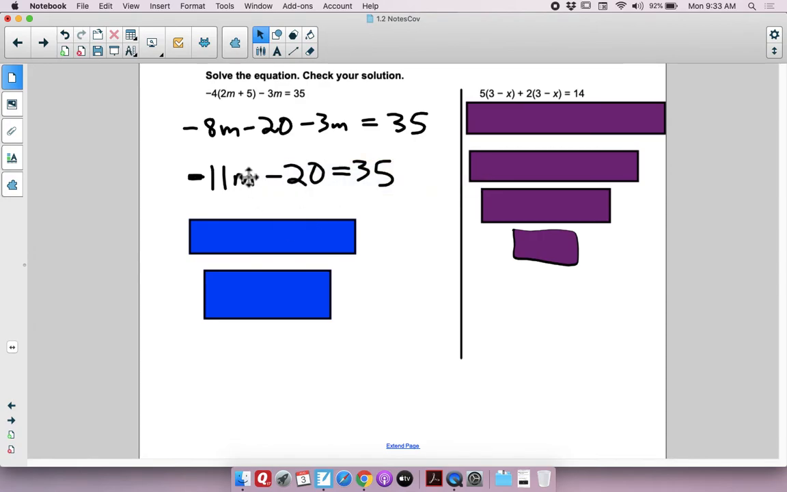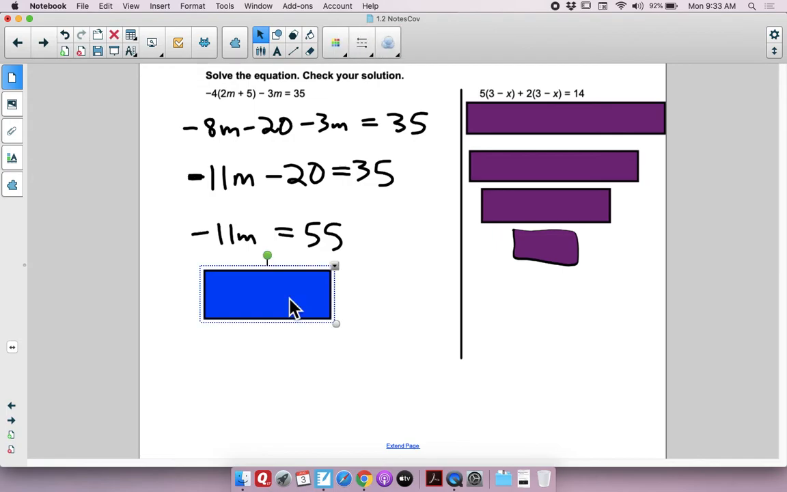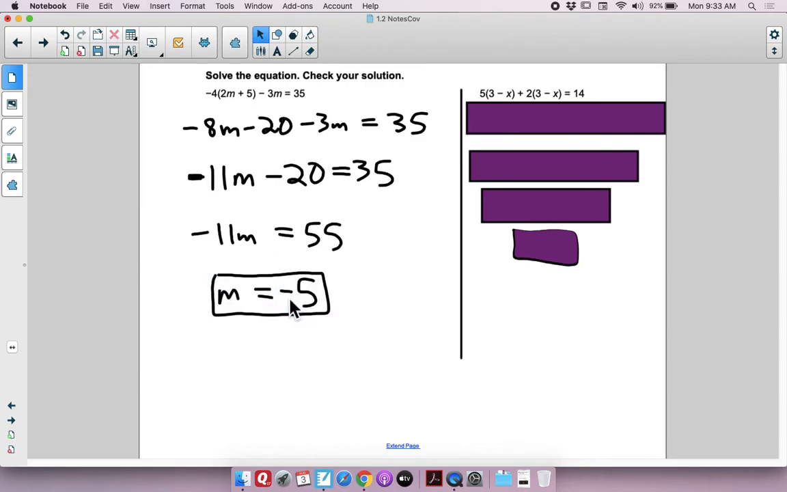Hopefully next thing, isolate the variable term. So get rid of this. How do we make that become 0? By adding 20 to both sides. And so you hopefully get 55 over there. You see 11 and 55, and you smile. You don't have to deal with any fractions. Divide both sides by negative 11, and you get negative 5.